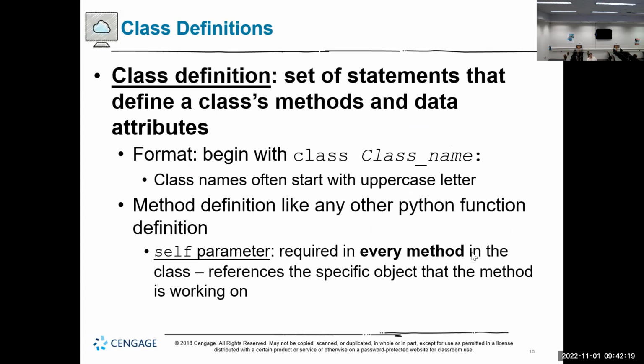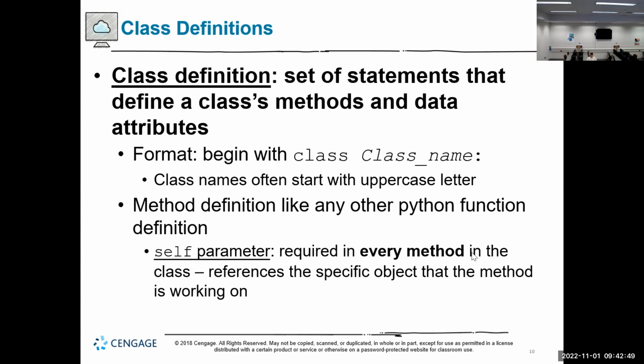Now, the class is the one you have to define. You are the one who has to code what the class is. A class definition is a set of statements that define class methods and class data. The format begins with the keyword class and the class name. Remember, class is the syntax, and the class name, whatever it is, you can define whatever name you want. Normally the class name starts with an uppercase letter.